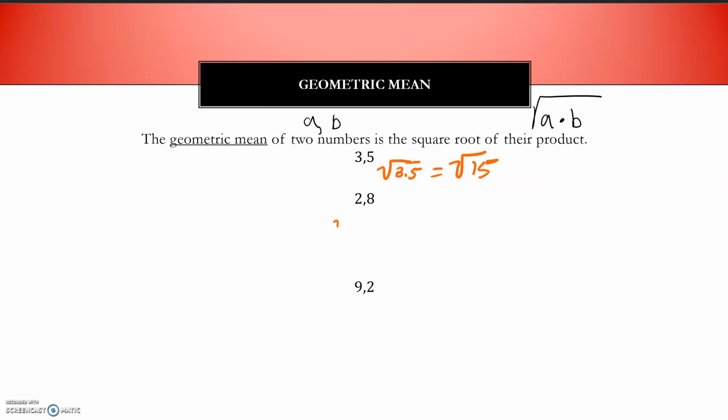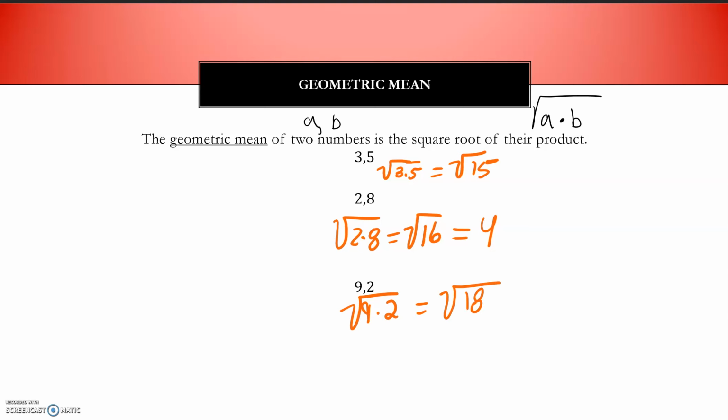2 and 8, I would do the square root of 2 times 8, which is the square root of 16, which is 4. And when you're using geometric mean, you usually, asterisk, there could be a reason where you wouldn't, but 99.9% of the time, you're going to use the positive square root, okay? And then the last one, I just want to show you this one, 9 and 2.